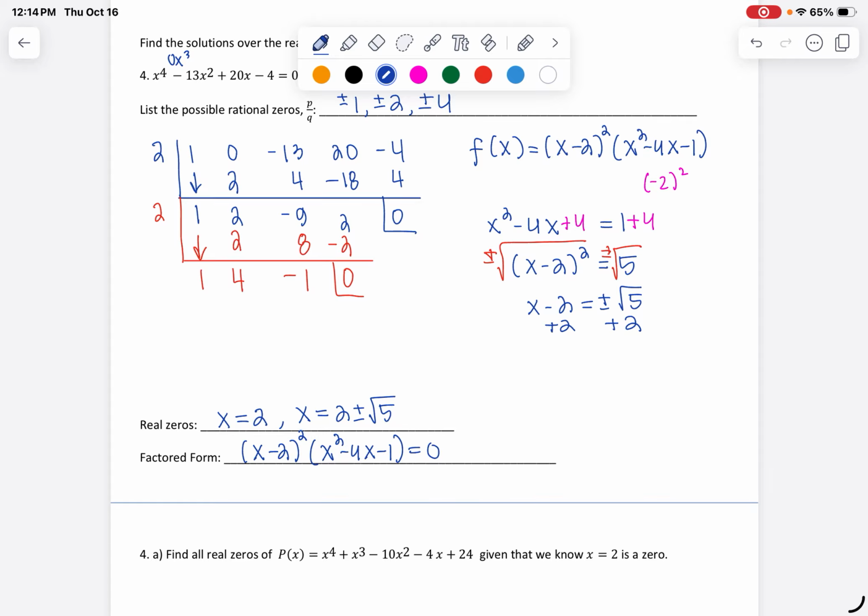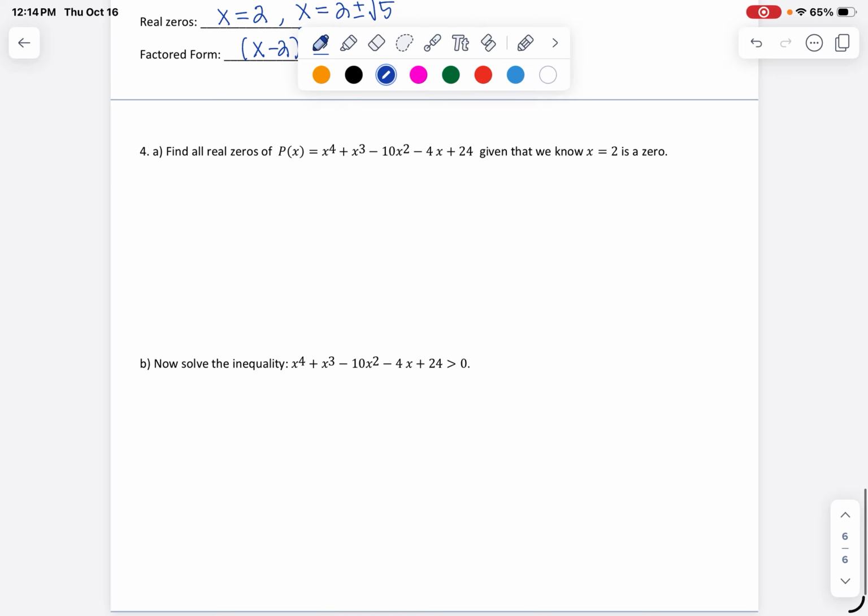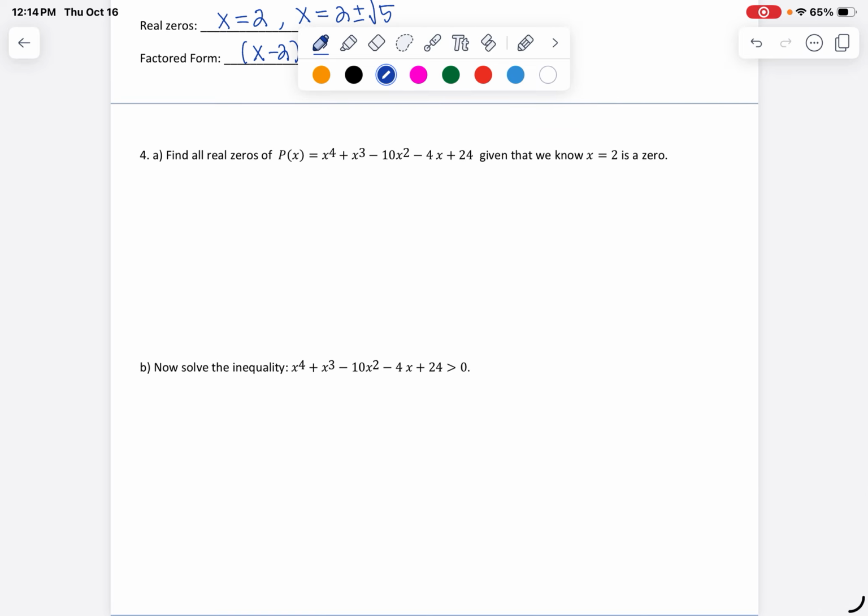Good. Okay, is this the last one? Sure is. Find all the real zeros given that we know 2 is a 0. What a gift. It gave me one of the zeros. So notice it doesn't give me directions to make the P over Q list, and that's because I'm going to have to do it on my own once I am, air quote, stuck, okay? Because I know that I'm going to get stuck because this is a 4th degree polynomial. It's only going to bring me down to a cubic function, and then I need the rest of my zeros.